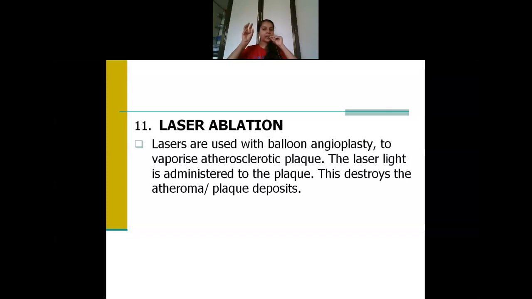And the laser light, once it reaches a stenosis or obstruction, will be passed there. Once that catheter with the laser light reaches the obstruction, they will pass the light on the plaque or deposit. What will happen is it will break or destroy the atheroma or the plaque deposit. That is called laser ablation. You are using a laser light to destroy the atheroma or plaque.